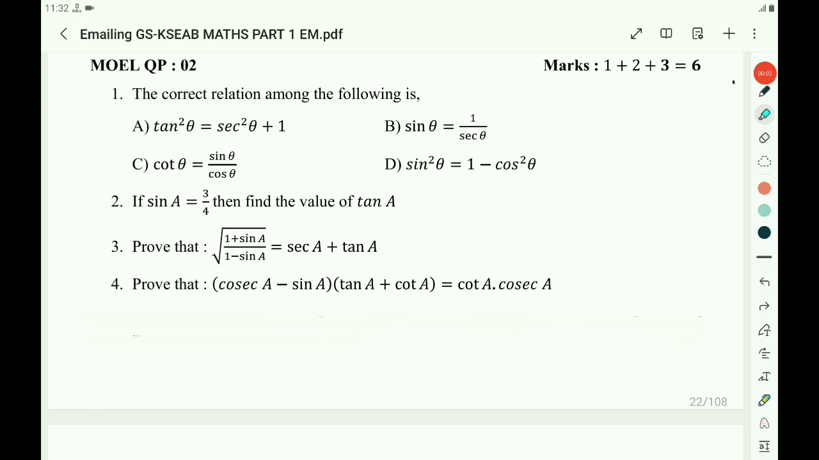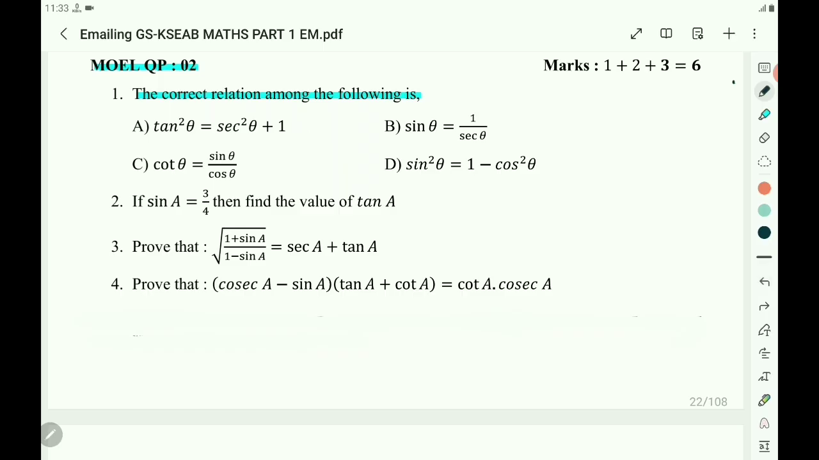Now let us take the questions of the chapter Introduction to Trigonometry from the Model Question Paper 2nd. Question number 1. The correct relation among the following is. Here you read the options. Tan square theta is equals to secant square theta plus 1 is there. You know that 1 plus tan square theta is equals to secant square theta. Or you can write secant square theta is equals to 1 plus tan square theta. So this is not the correct relation.